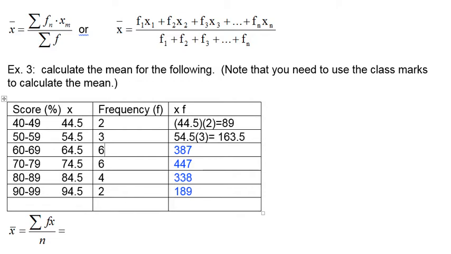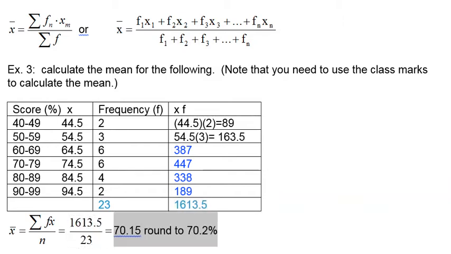So we need both those totals: the total of the frequency for our n, and the total of the x times f, or f times x, for the top of our calculation. Once we have those two totals, we can plug them into our formula and calculate the overall mean. So in this case, that works out to 70.15.